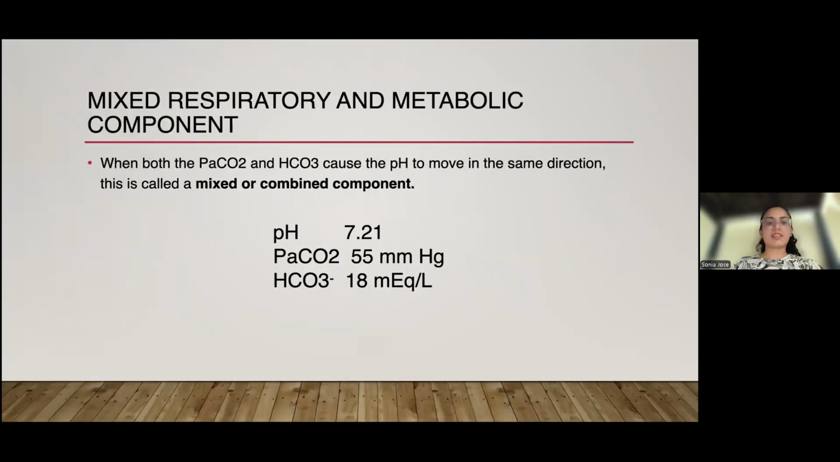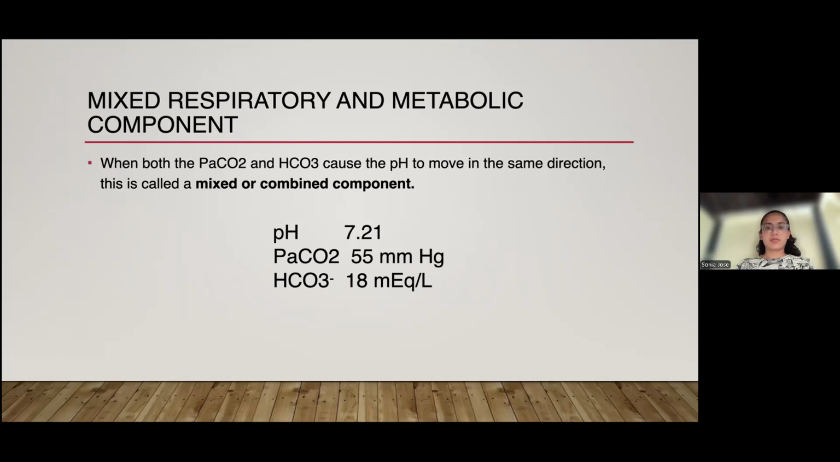So, the next is mixed respiratory and metabolic components. Mixed ABGs occur when PaCO2 and HCO3 both cause a change in pH, both causing the pH to move in the same direction. That is called a mixed or combined respiratory and metabolic component. In this question we can see the pH is 7.21, which means it is on the acidotic side. So what causes the pH to move to the acidotic side?